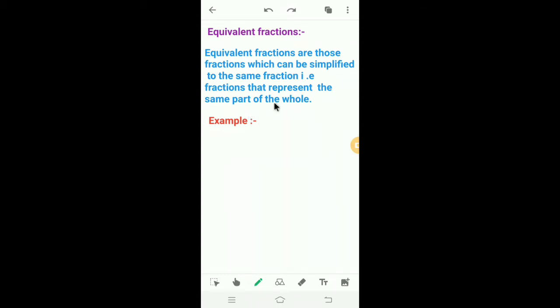Next, I will take one more example. Now consider two fractions, 6 by 20 and 15 by 50. Now we have to simplify both the fractions. 6 by 20. 6 and 20 are divisible by 2. So 2 threes are 6, 2 tens are 20. 3 by 10.